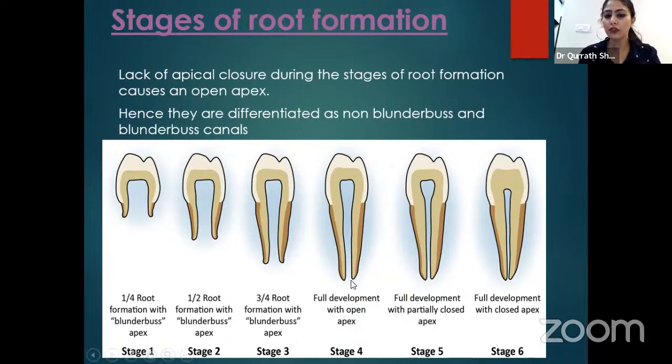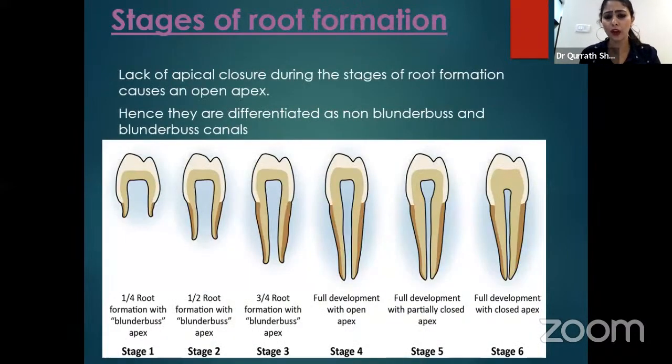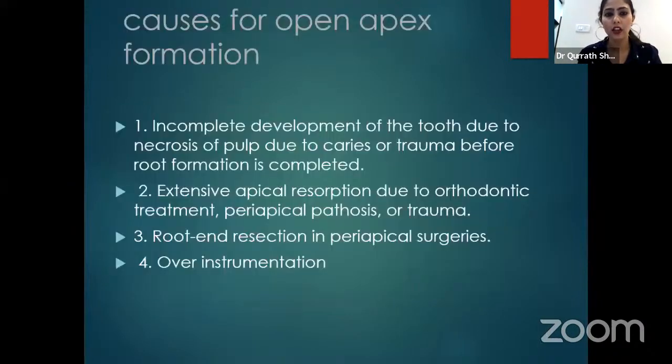If you see here, almost your entire root length is formed, but your apical opening is still an open apex. And here there is complete root development. If you compare the 4th stage and the 5th stage, here the apex is open, but this is somewhat partially closed. And here there is complete root development with a completely closed apex. So these are the stagings given by Sivak, one of the most common and famous stagings of your root development.